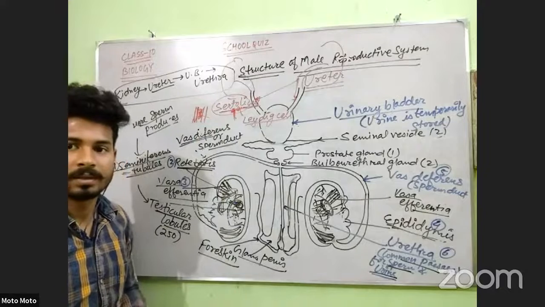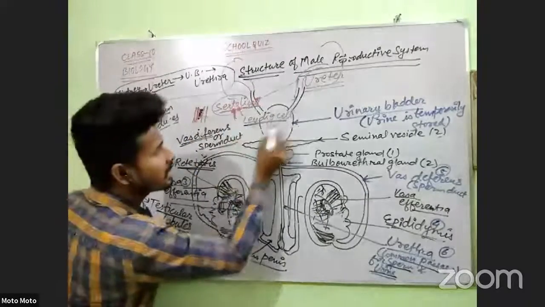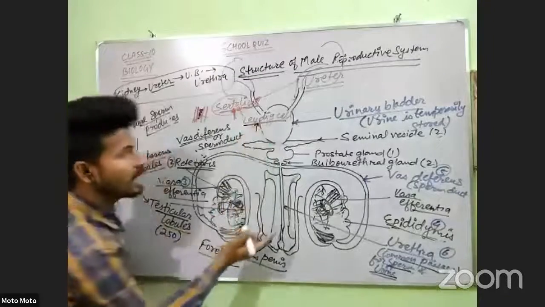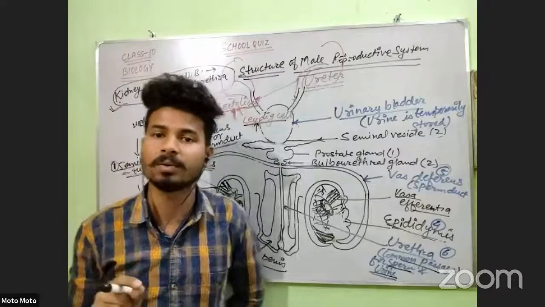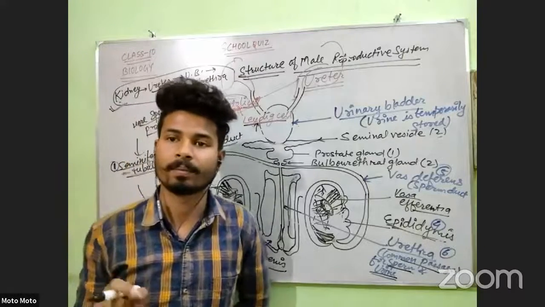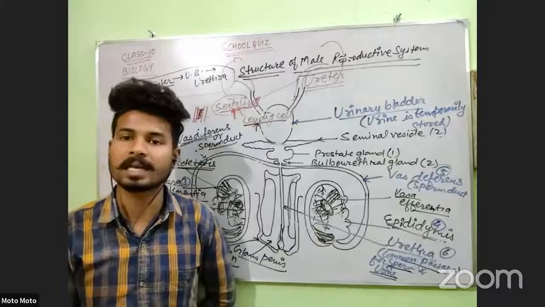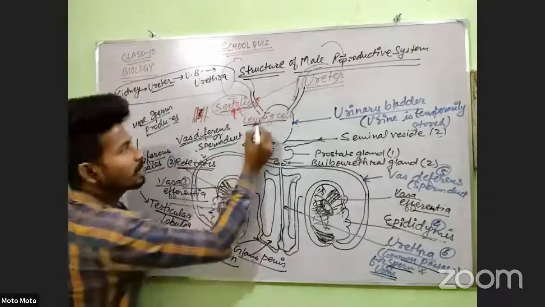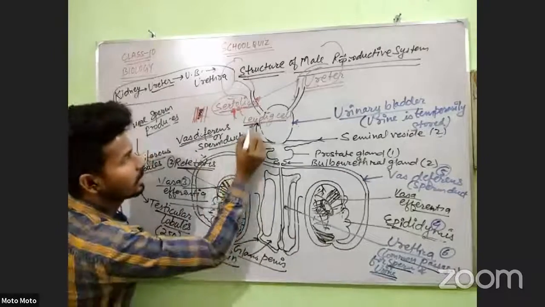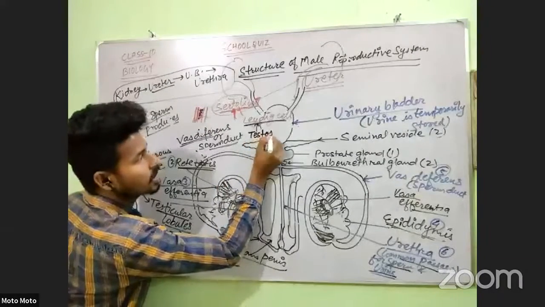Are you clear? Yes, sir. So the cell present between the two tubules is named the Leydig cell, and this is the only cell which produces the male sex hormone. What is the name of the male sex hormone? Can anyone reply? As I have taught you in the previous class, if you have not joined, please be regular so that you can understand easily. This Leydig cell produces a hormone named testosterone.